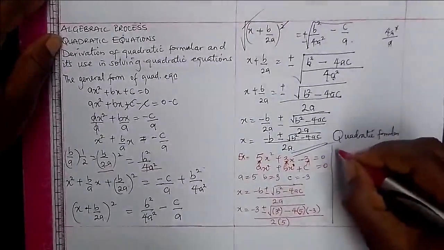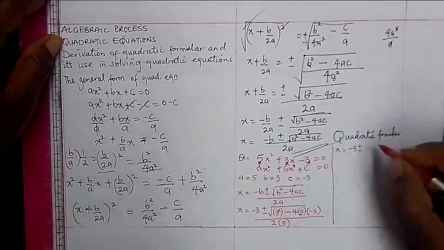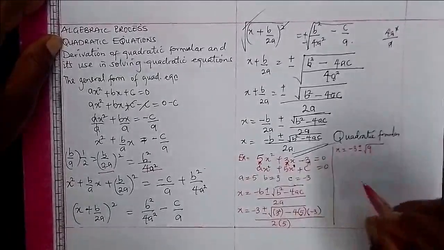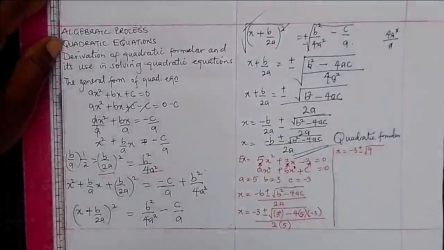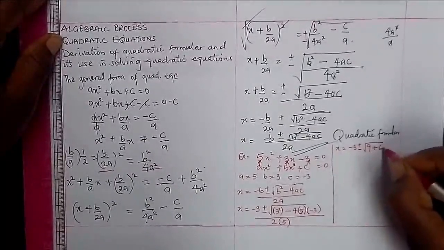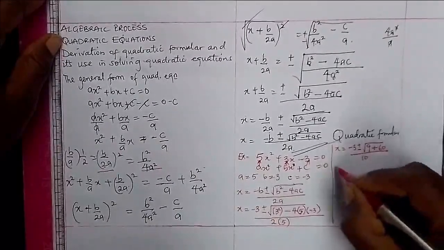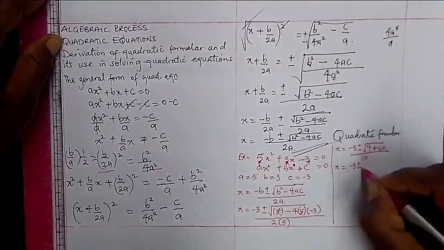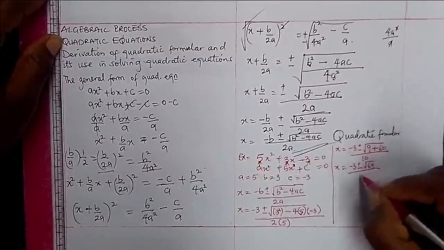So we say x is equal to minus 3 plus or minus the root of 3 squared, which is 9. 4 times 5 is 20. 20 times minus 3 is minus 60. Minus times plus is plus 60, all over 10. So x is equal to minus 3 plus or minus root of 69 over 10.